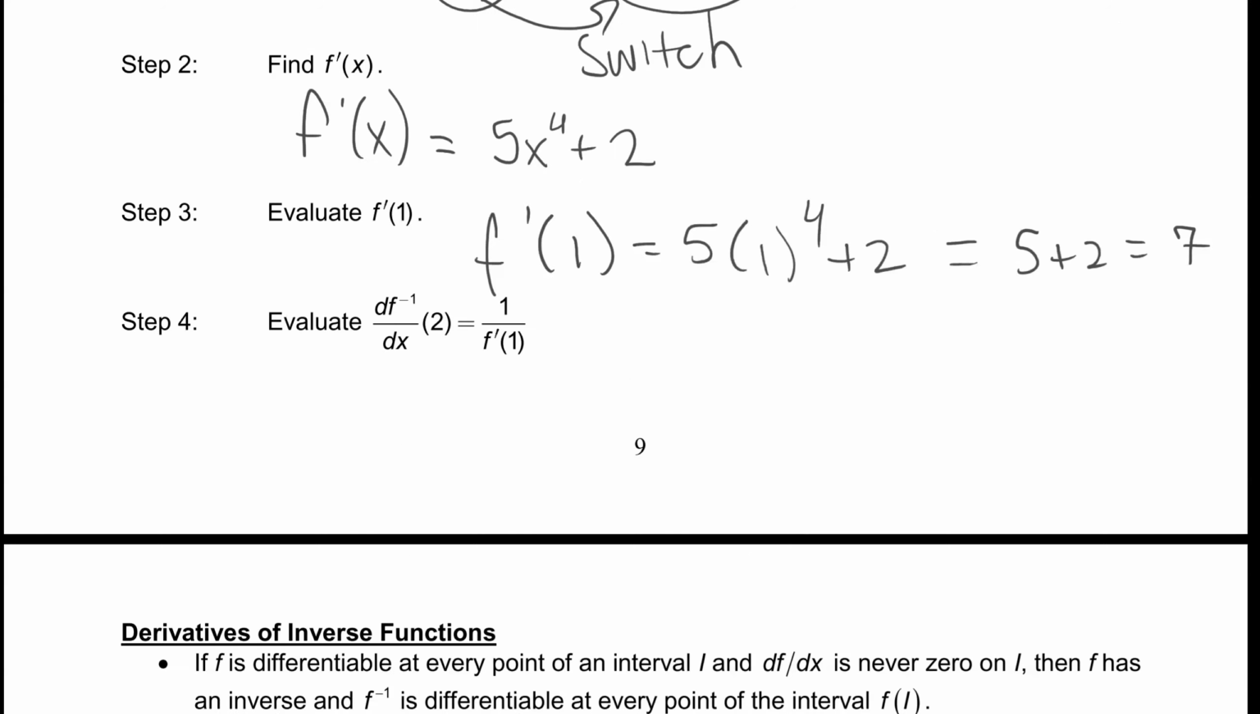Okay, so step 4, after we found the derivative at x equals 1, we would need to find the derivative of the inverse at 2, because remember, that's the x value when y equals 1. So this is just going to be the reciprocal. What's the reciprocal of 7? 1/7.